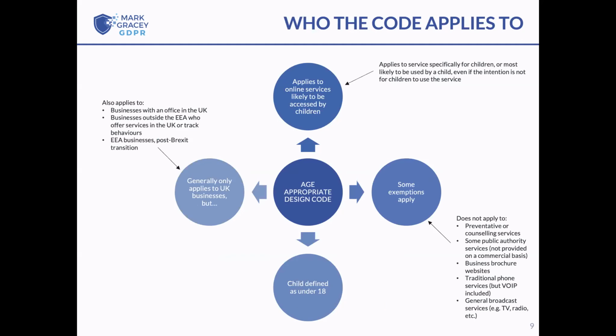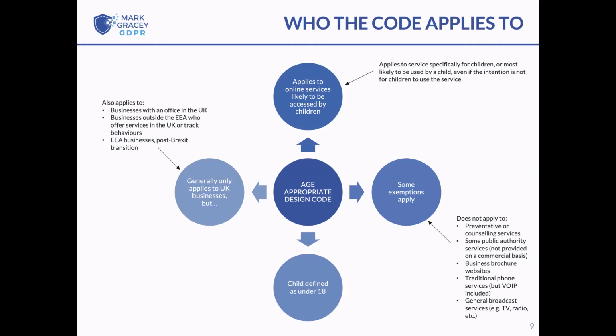Now, in terms of what services are actually covered by this code, it's essentially any online service likely to be accessed by a child. That may be a service specifically aimed at children, but it could also be services that are most likely to be used by a child, even if the intention is not originally for it to be a children-related service. So that covers quite a wide range of online services.